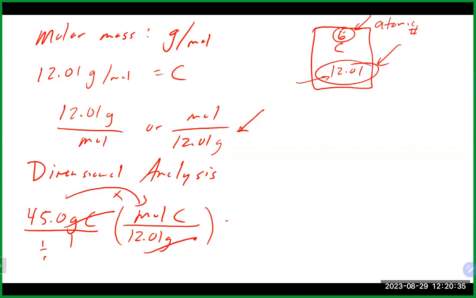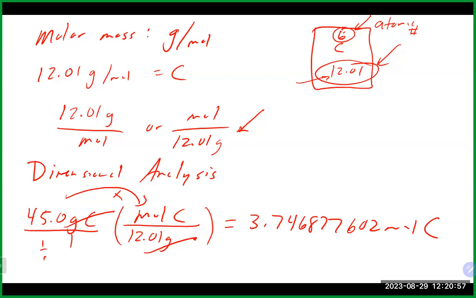I end up with 3.746877602 moles of carbon. You clearly would not give me that many numbers, right? I've had people give me that many numbers. They wrap around to the next side of the page, like on an exam. Too many numbers. Yes, we should look at some sig figs here.